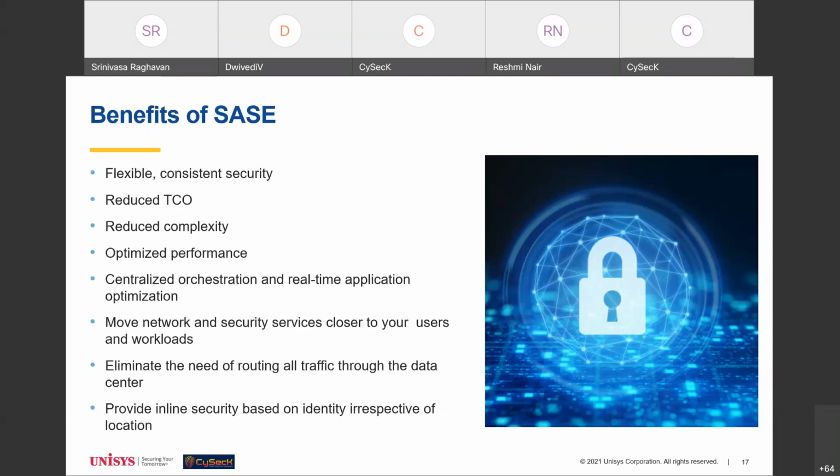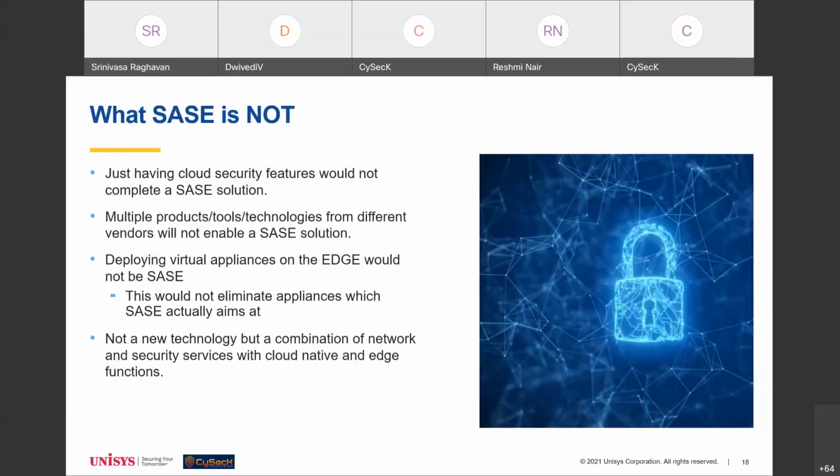That's what I explained, the initial hub and spoke kind of architecture. And of course, it provides inline security based on identity, irrespective of location. So it doesn't matter if it's a user or a device or an application or service. What is important is the identity. So these are some of the benefits. Of course, there are also challenges, so I'm not bringing that out here, but these are some of the benefits of SASE. Next slide.